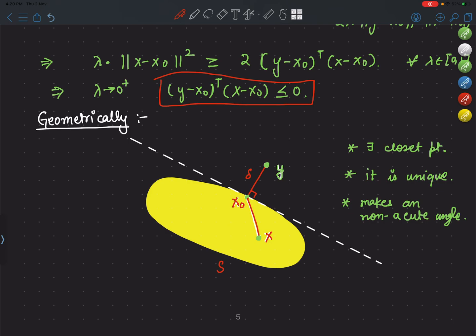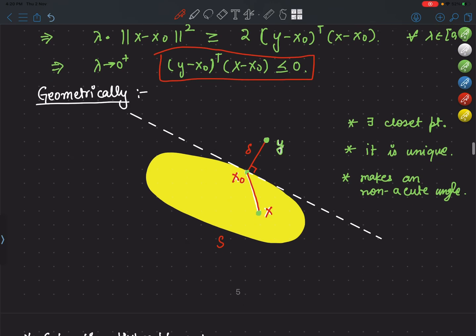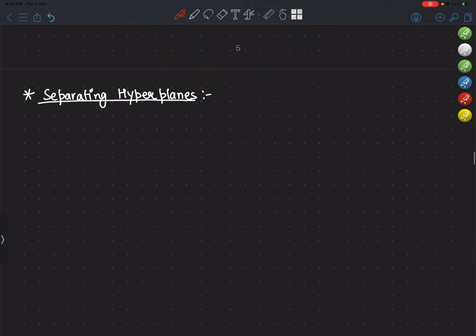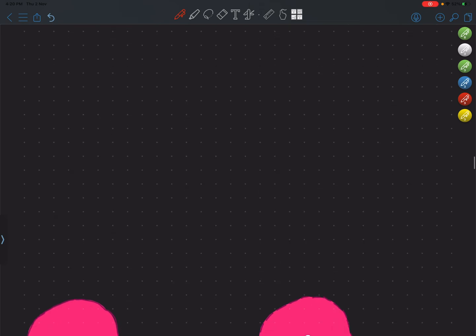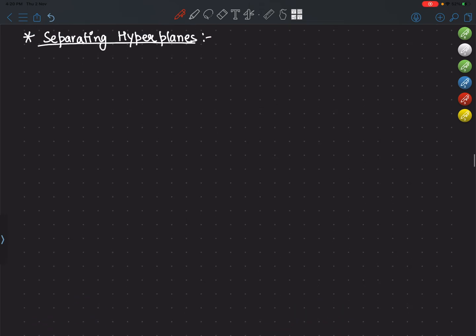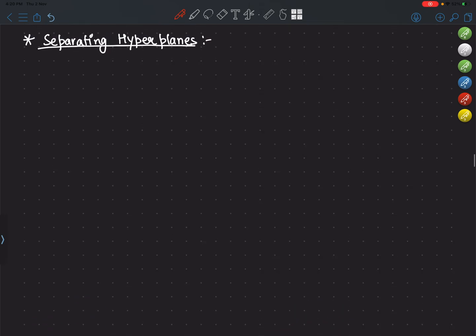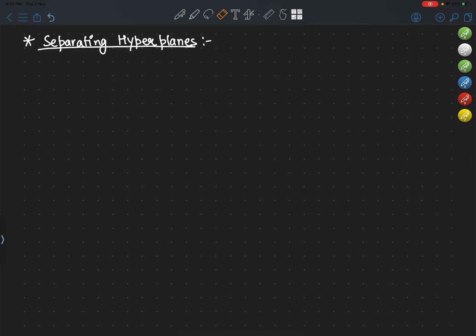Now let's move ahead and define something called separating hyperplanes. All these things we are defining to get to Farkas' lemma. So let's discuss what are separating hyperplanes. As always, first I'll write the definition and then we'll discuss the definition.